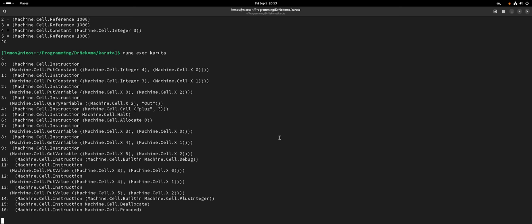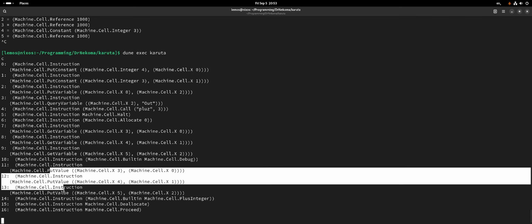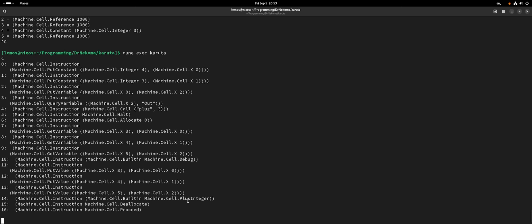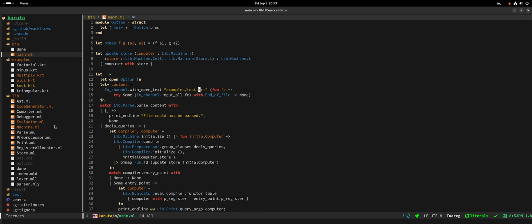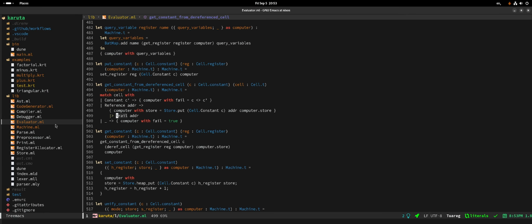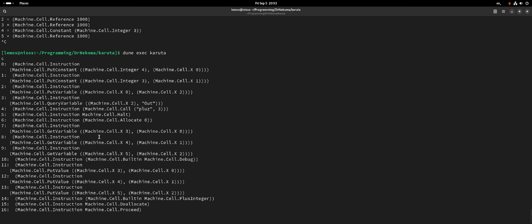Yeah. Okay. And then we do a bunch of put values, and then we call plus, and then we do that. Are we doing the evaluation wrong? Like, are we stupid? Wait, wait, wait. We're using put values. Yes, we're using put values in here. Oh no, actually that makes sense. That makes total sense.